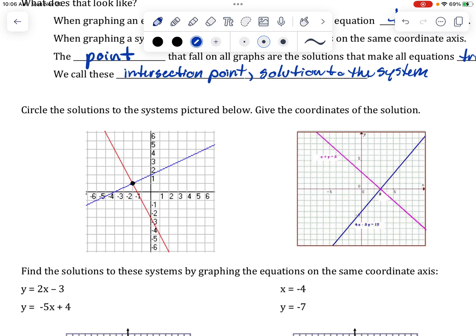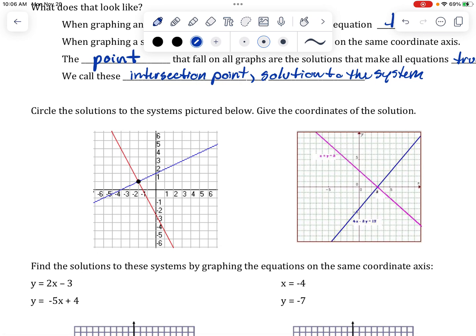So circle the solutions to the systems pictured below. I have this blue line, I have the red line. The solution to that system is this point right here, which will be (-2, 1). Let me erase the circle so we can see it. That's the solution to my system.